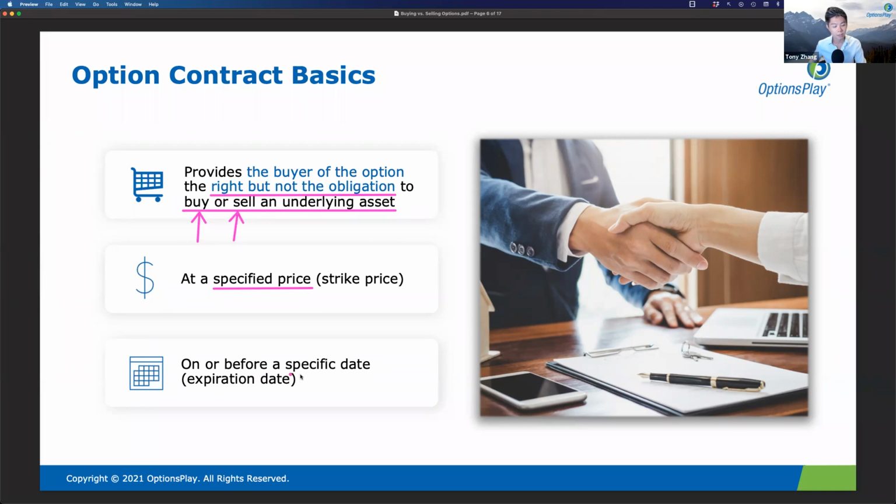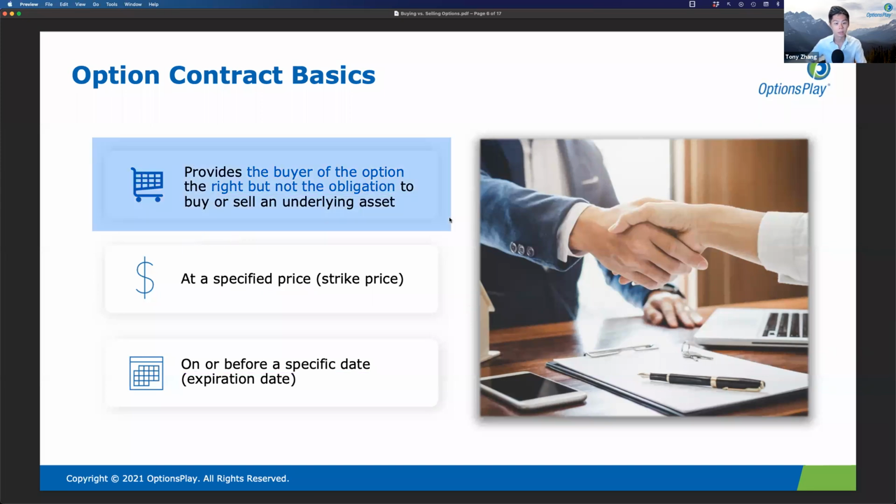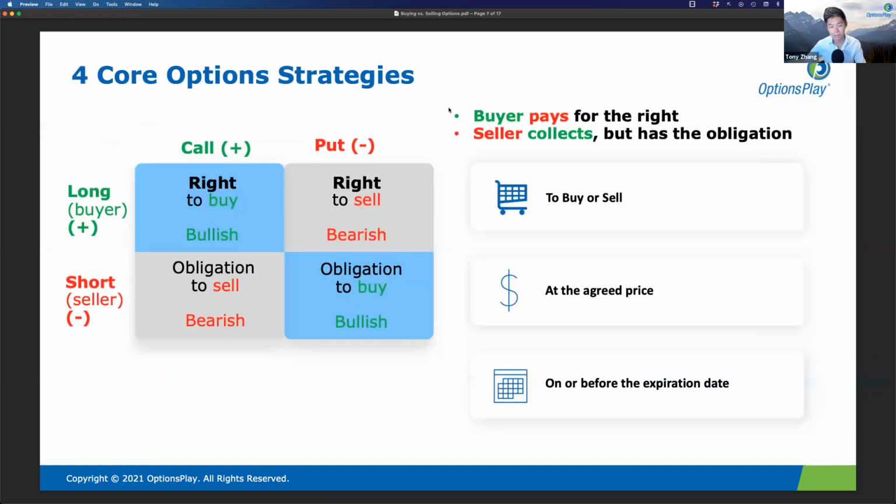And it also has an expiration date by which you need to exercise your right, on or before this specific date. Now, if these three phrases are confusing to you, that's okay. This is effectively legal language, and most of the time when we look at legal language, things are not particularly easy to understand. So that's why we're going to break this down.